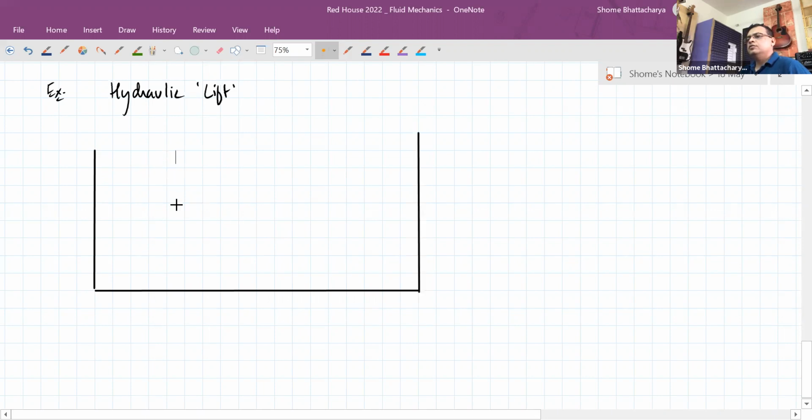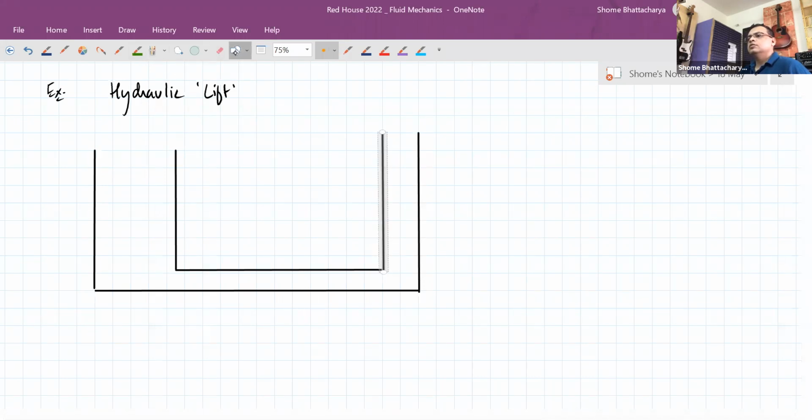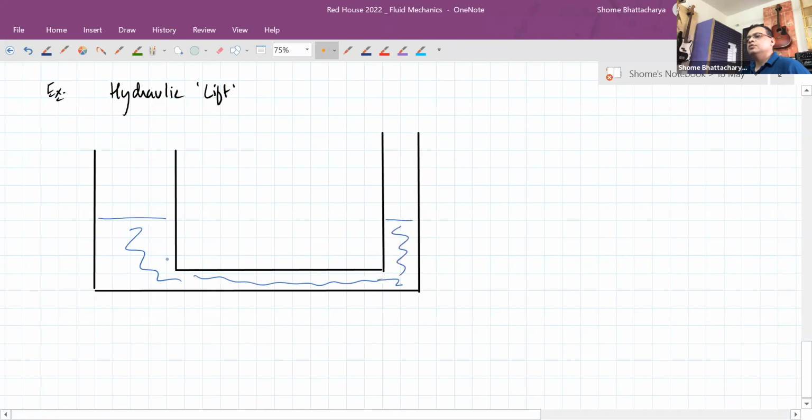So let's say we have got two columns that we can fill with liquid, which are connected below. So it's the same body of liquid filled up in both the columns. So let's say we've got some kind of an ideal fluid now. It's filled up like this over here.